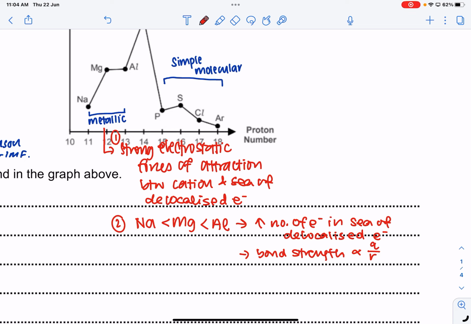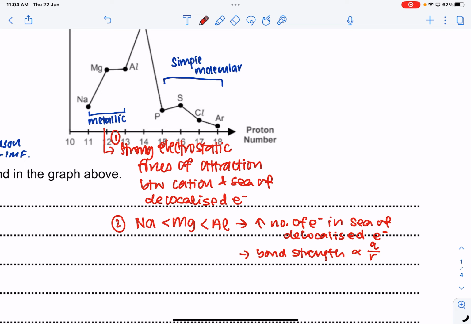Because in this case, in your giant metallic structure, it is your cations and your delocalized electrons. So it's your ionic radius, not your atomic radius. Okay, so take note of the difference. Then when do you use the atomic radius? Atomic radius you usually won't use unless you're talking about covalent.